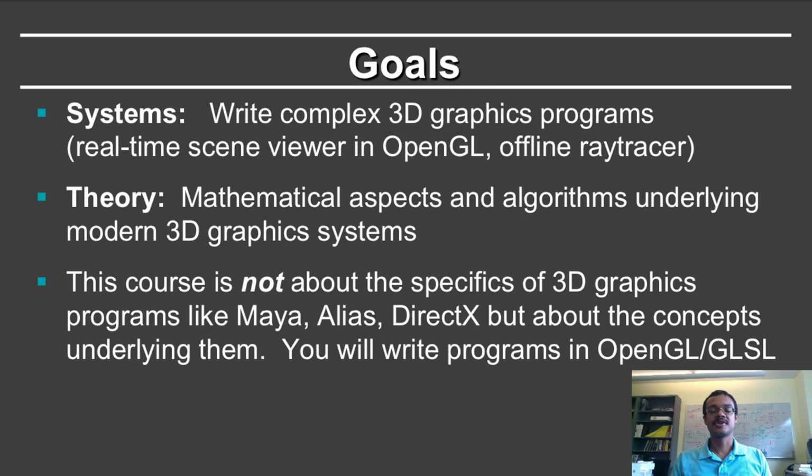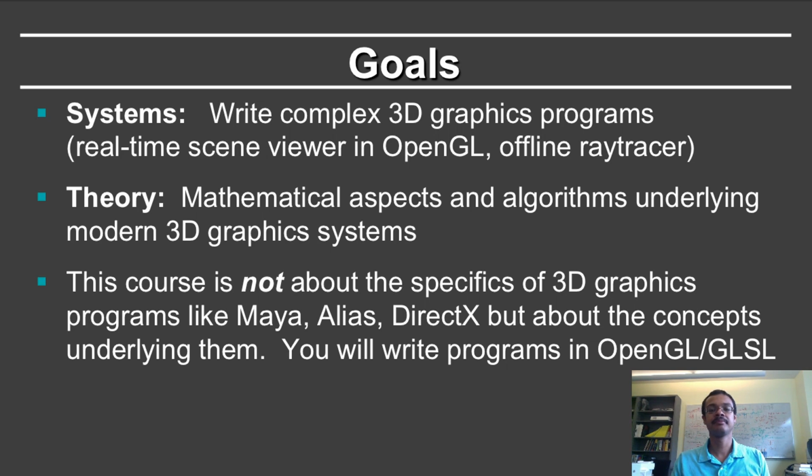The goals of the course. So there are two main goals. First, you need to be able to write systems. So this is really a course that teaches you how to program 3D computer graphics and write your own 3D graphics programs. So you will be writing both real-time graphics programs using OpenGL, which is a graphics API, and the OpenGL shading language. In particular, you will be building a real-time scene viewer. You will also develop programs offline for a technique known as ray tracing, which will enable you to create realistic images of 3D scenes.